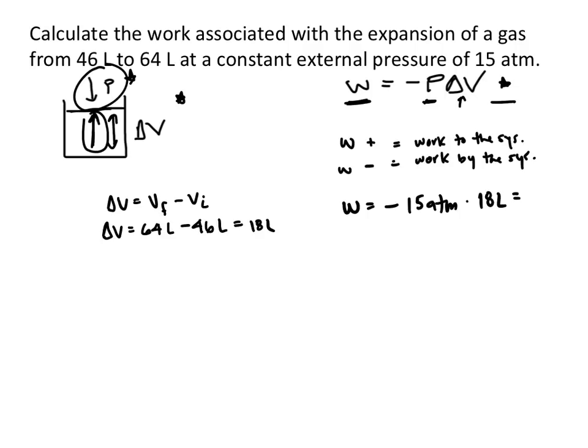Now we're going to plug these values into our work equation. We have plugged in our external pressure of 15 atm. We've plugged in our delta V, and of course we have our negative sign from the equation, and this is going to give us a value of negative 270 liters times atm. So this is our work value. Notice it's negative, so what that is saying is that the system is doing work to the surroundings.